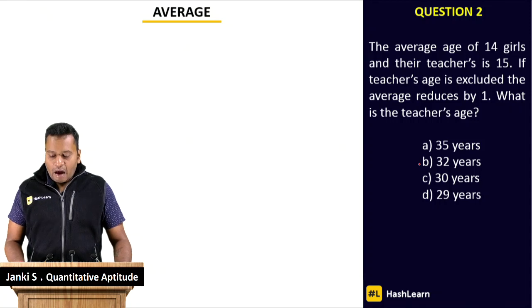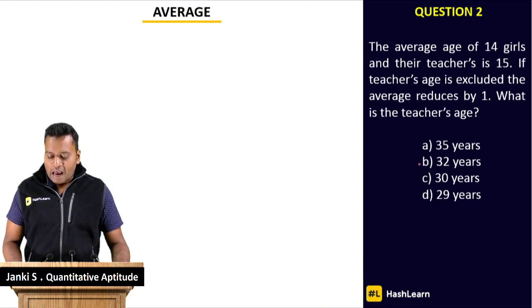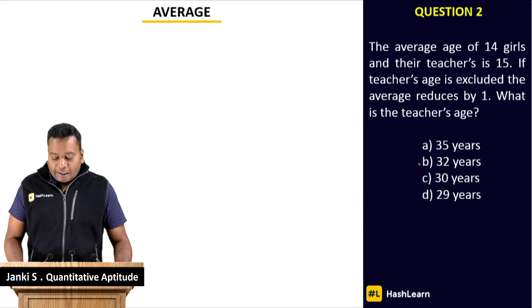Now let's look at this: the average age of 14 girls and their teacher is 15. If the teacher's age is excluded, the average reduces by 1. What is the teacher's age? Here also you can directly apply alligation.